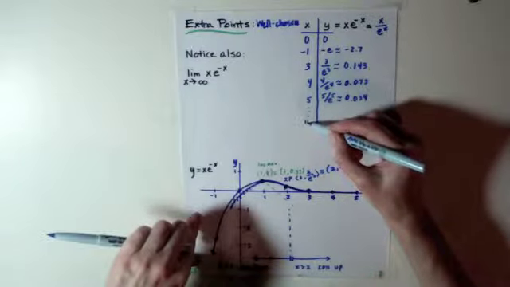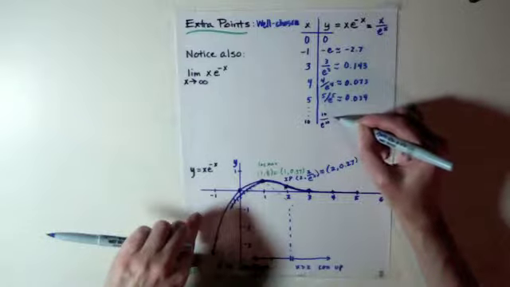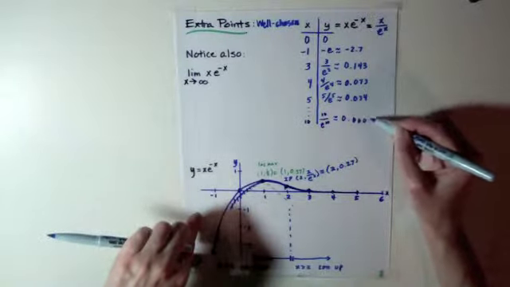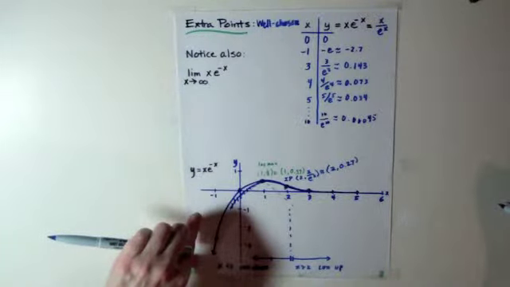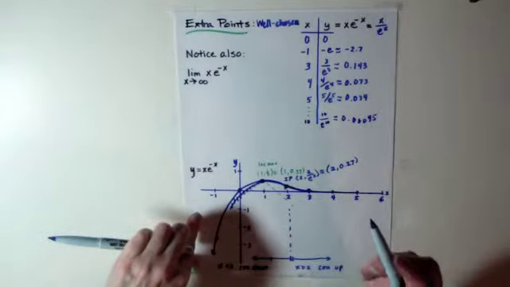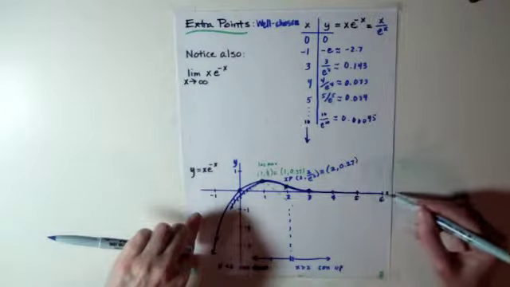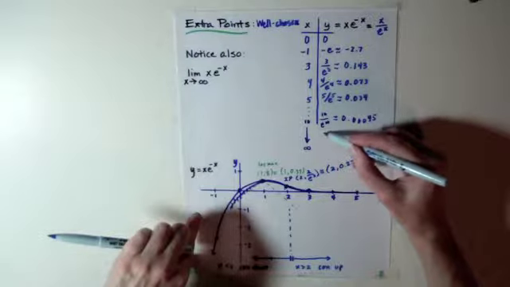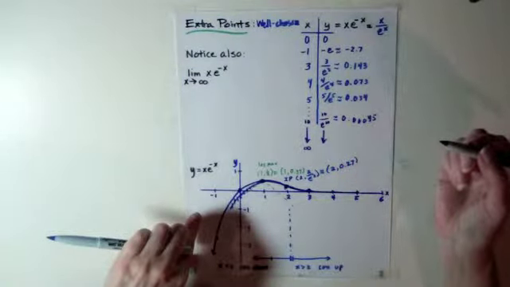For example, if you plug 10 into this and figure out 10 over e to the 10, that turns out to be 0.00045. That's incredibly tiny. So when you're out here at 10, you're almost on the x-axis. So let me ask you this question. As our x's get larger and larger, going off in this direction towards positive infinity, what is happening to the y values of these points?